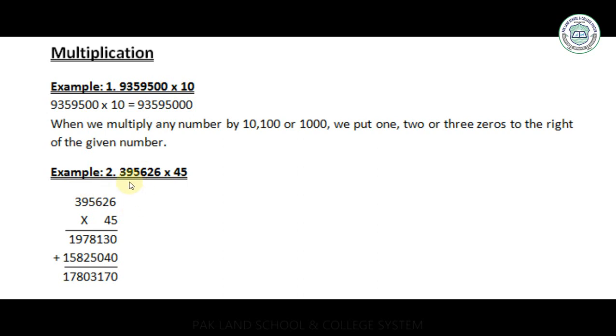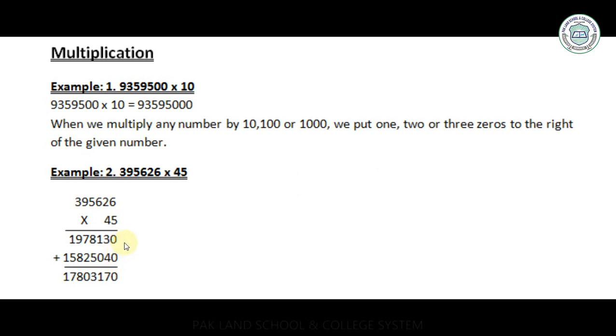Now the next example we have: 395,626 multiplied by 45. We multiply like this. First of all, we multiply this number by 5, which gives us the answer 1,978,130. In the next step, we write the 0 under the ones, and start multiplying the number by 4, which gives us the answer 1,582,504. This is the 0 which we applied here in the next step.